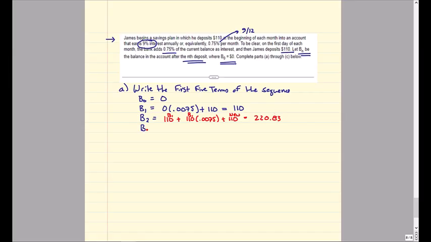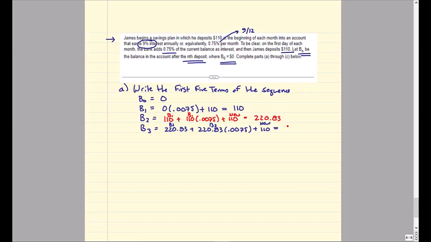Let's go ahead and look at B sub 3. So to start, I'm going to have 220.83, so that's my B sub 2, plus 220.83 times 0.0075, again that's that B2, plus another $110 is my new value. So let's see what we get for that one.